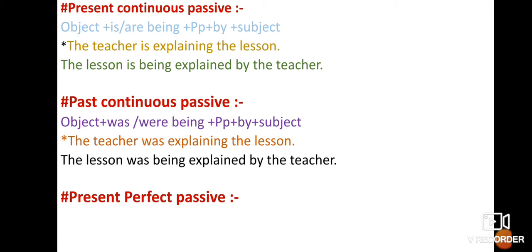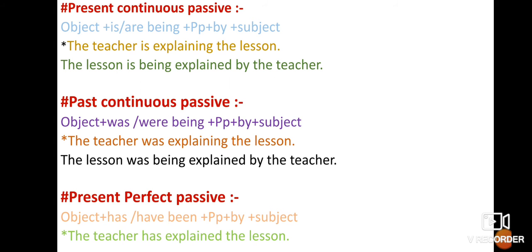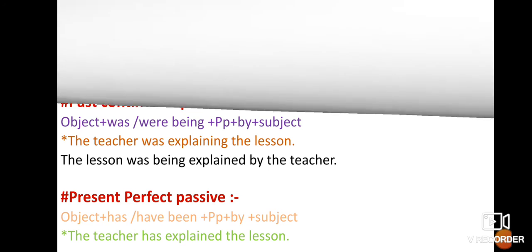Present perfect passive. The form: object, has or have been, plus the past participle of the verb, and by and the subject. Okay. The example: the teacher has explained the lesson. Okay. The answer is: the lesson has been explained by the teacher.